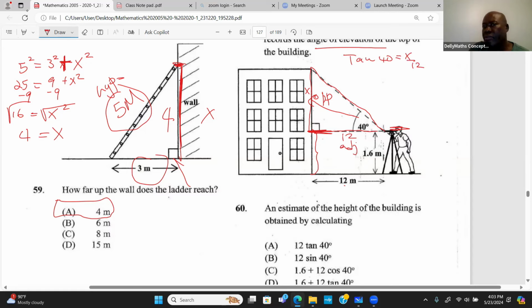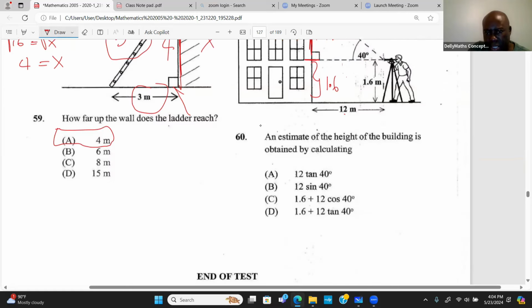Having said that, in order to find x, I'll multiply both sides by 12. Boom. So 12 tan of 40 degrees is equal to x. What is that? Let me label it. So 12 times the tan of 40 degrees is going to be this distance right here. 12 tan 40 will give us this distance from here to here. And then we're going to have to add his height to it to get the full height of the building. So it's going to be 1.6 plus 12 tan 40. Here it is. Here's the answer.